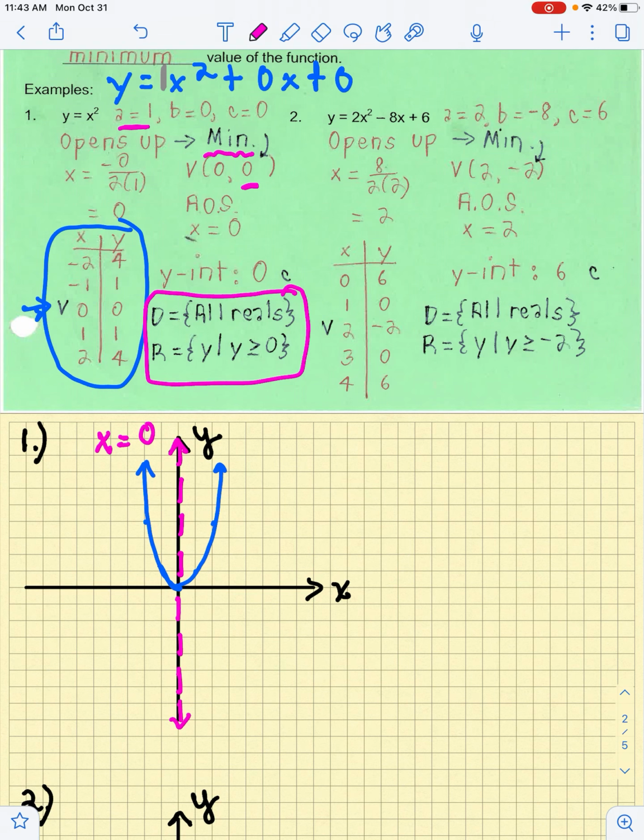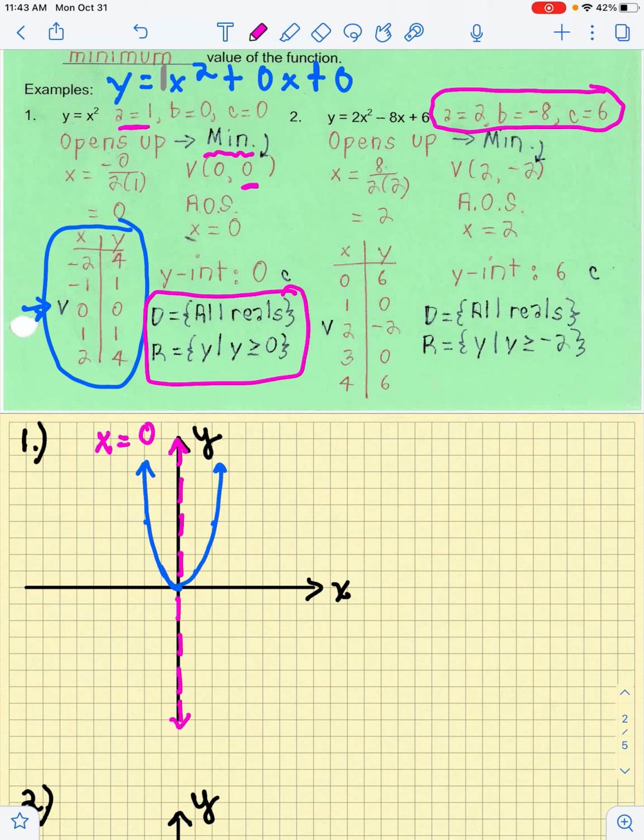That's what we call the parent graph. Now let's look at a second equation. You can see y equals 2x squared minus 8x plus 6. So in this equation, you can see the values of a, b, and c are +2, -8, and +6. Again, our parabola opens up because a is positive, greater than 0.